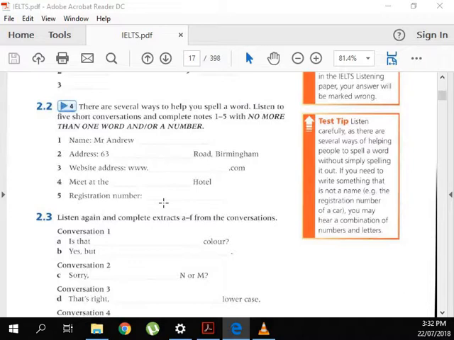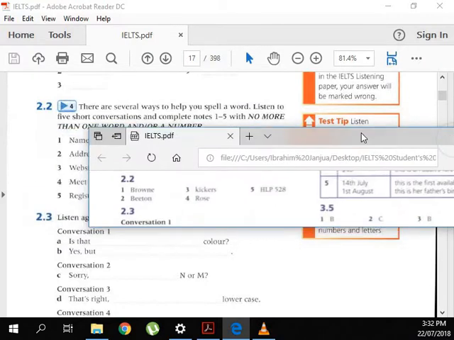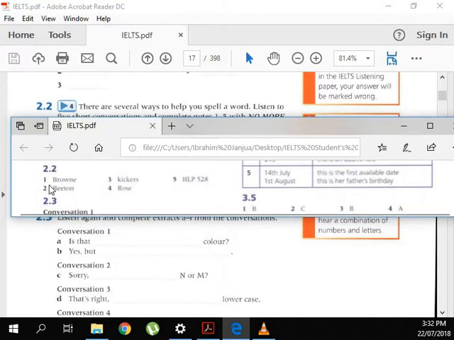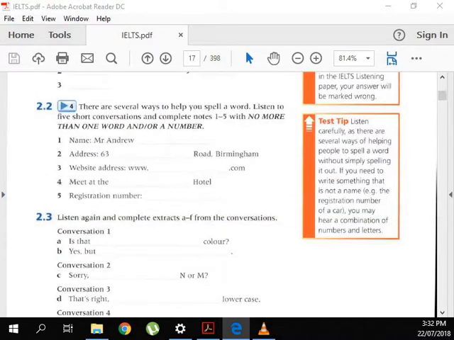HLP 528. Okay, so you should have written these down. You see Brown is with an E. It's Beaton, with an N, not an M, and it's Kickers, all lowercase. Rose Hotel, and she doesn't have a personalized plate. It's 3 letters and 3 numbers, so it's HLP 528. These were the answers.